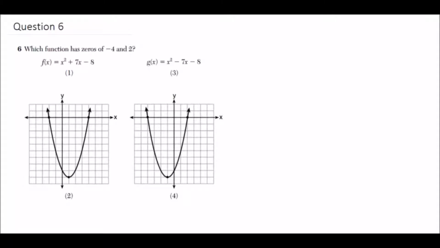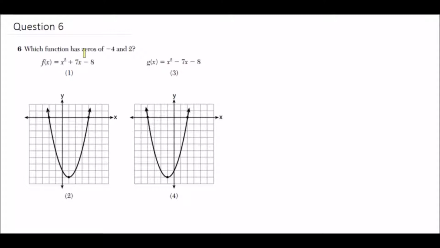Okay, this is question number 6 for the January 2017 Common Core Algebra 1 Regents. And what we have here is a kind of interesting question because our answer choices vary between functions that are given to us and graphs of functions. The question reads, which of the functions has zeros -4 and 2?